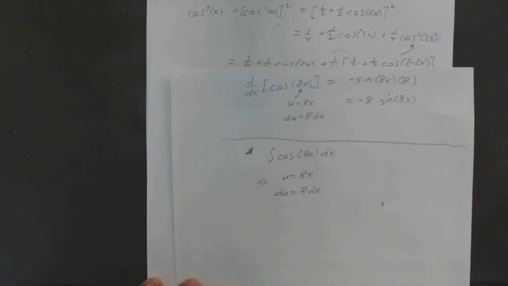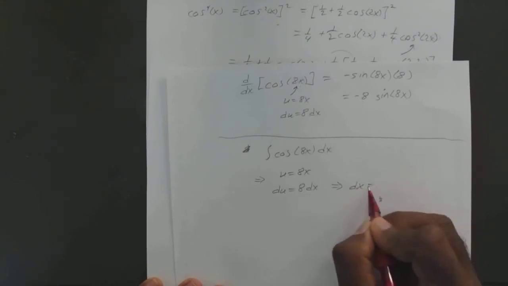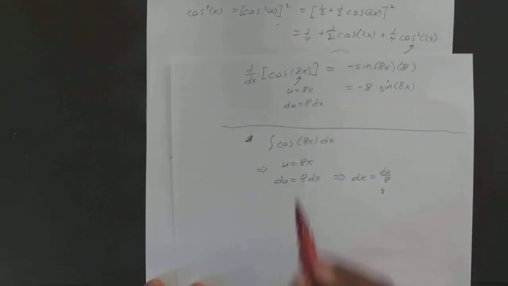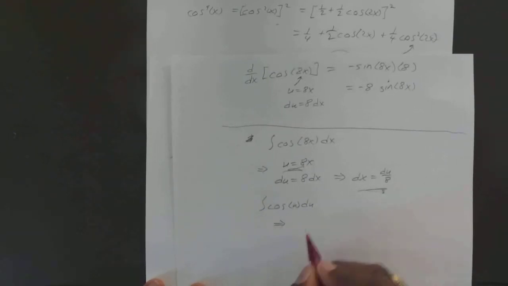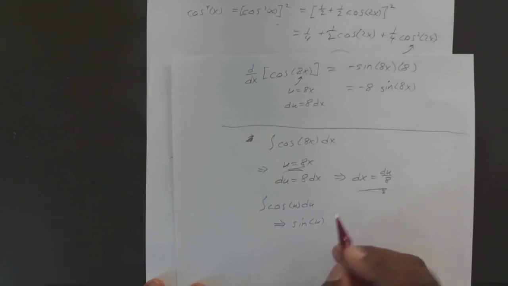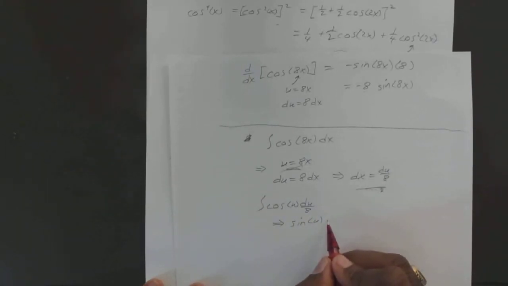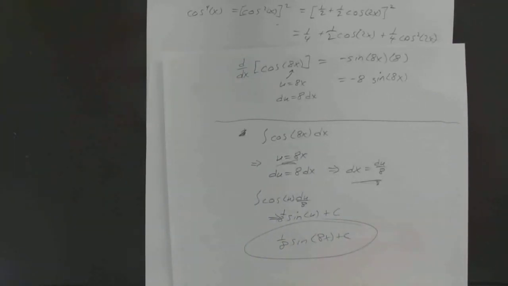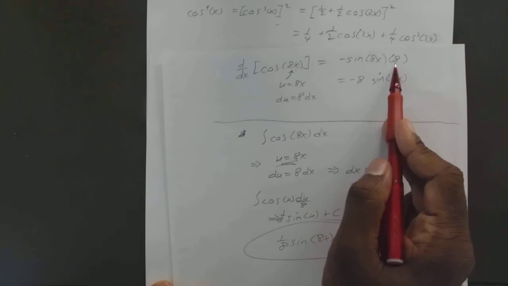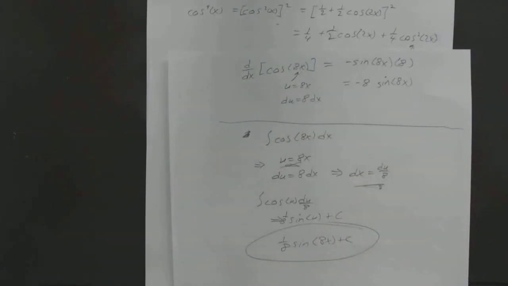So let's say you integrate cosine of 8x dx. That's going to be u equals 8x, du equals 8dx, which means your dx is equal to du over 8. So the integral of cosine of u du is just going to be 1/8 sine of u plus c, or 1/8 sine of 8x plus c. So you do a couple hundred of them, you see the pattern.